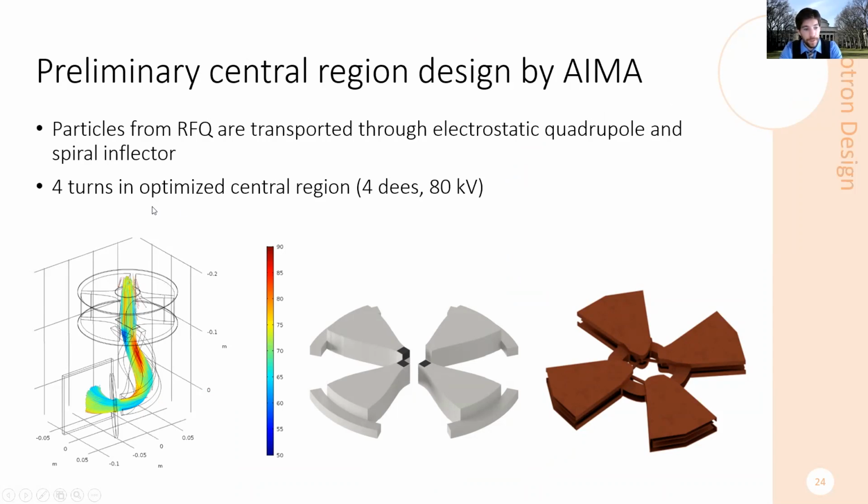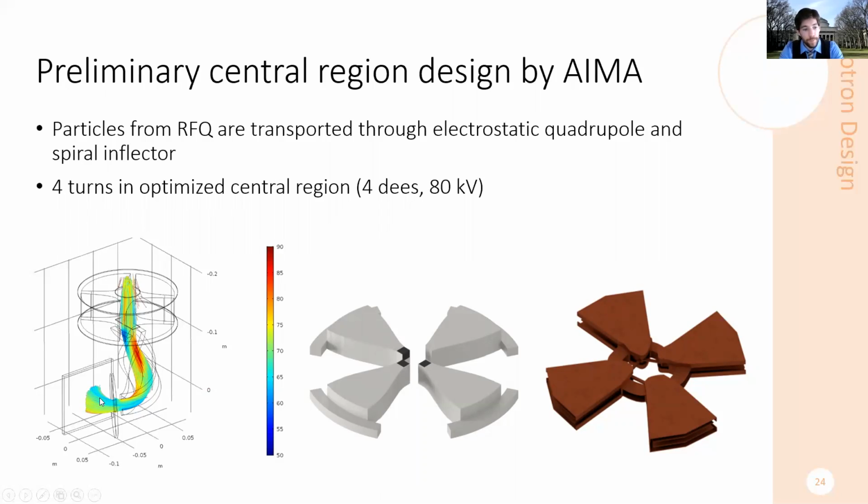And here on the left, you can see a calculation that was done with COMSOL, which is a multiphysics software package, where the beam is refocused into the spiral inflector and then guided through the spiral inflector onto the median plane. And one thing you can see is that the beam is actually growing quite a lot in the vertical direction due to energy spread inside the beam from the RFQ bunching.